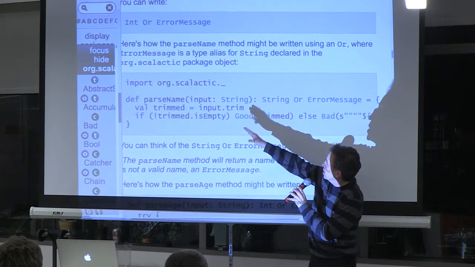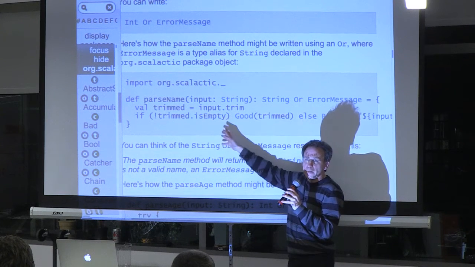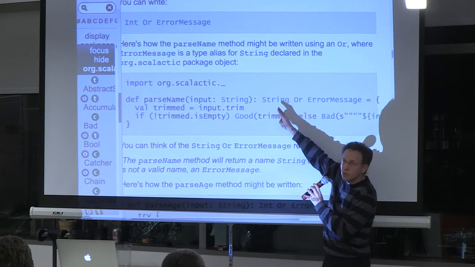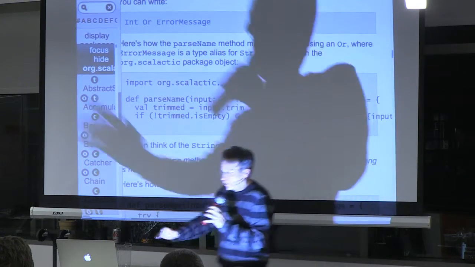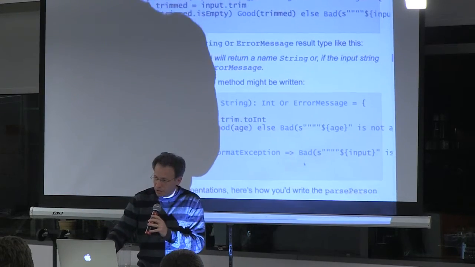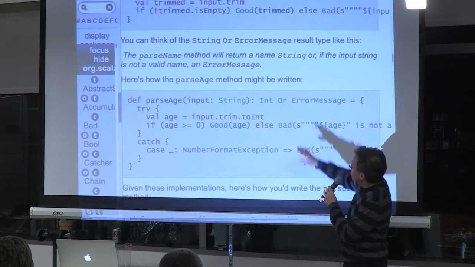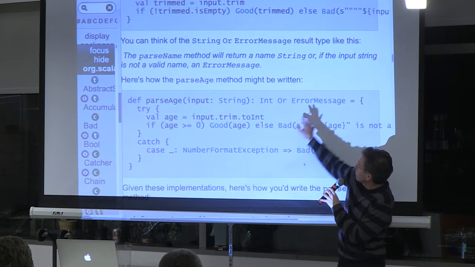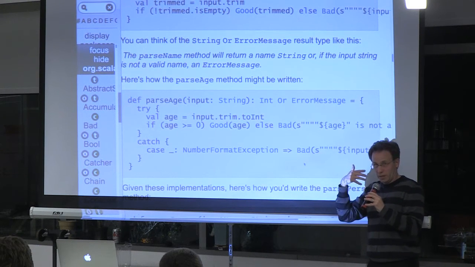It takes a string and just checks if, after trimming, it's empty, that's not a valid name. So that's either going to return a string, a valid string, a good one, or an error message, right? And then this other method down here is going to take a string and try to parse an int out of it. So this parse age method is going to return an int if everything goes well, or it'll return an error message. And that's like if something goes wrong.